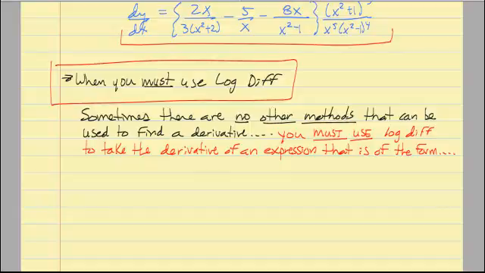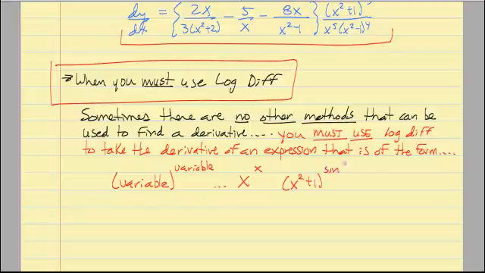I have to use logarithmic differentiation to take the derivative of an expression that is of a particular form. And that particular form is a variable expression to some other variable expression, meaning I have some function of x down here and a function of x up here as well. So some examples would be x to the x. That's it. If I want to take the derivative of this, I have to use logarithmic differentiation.